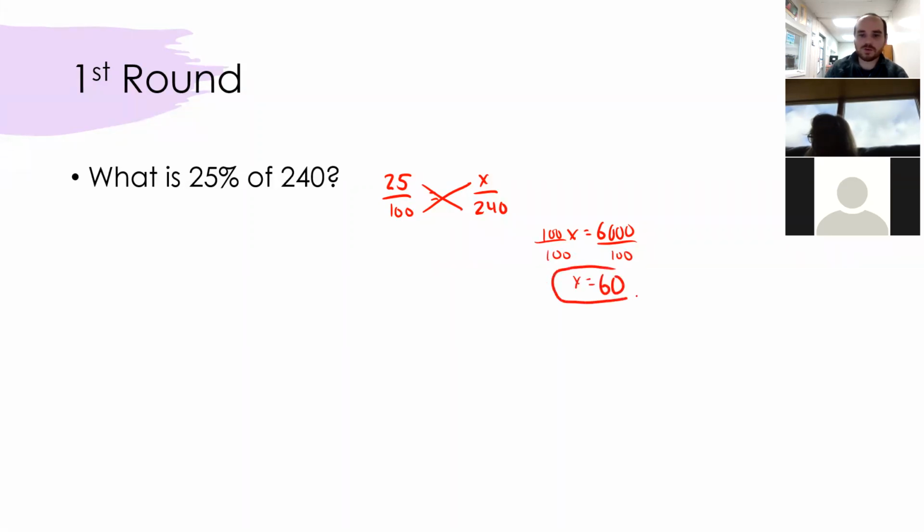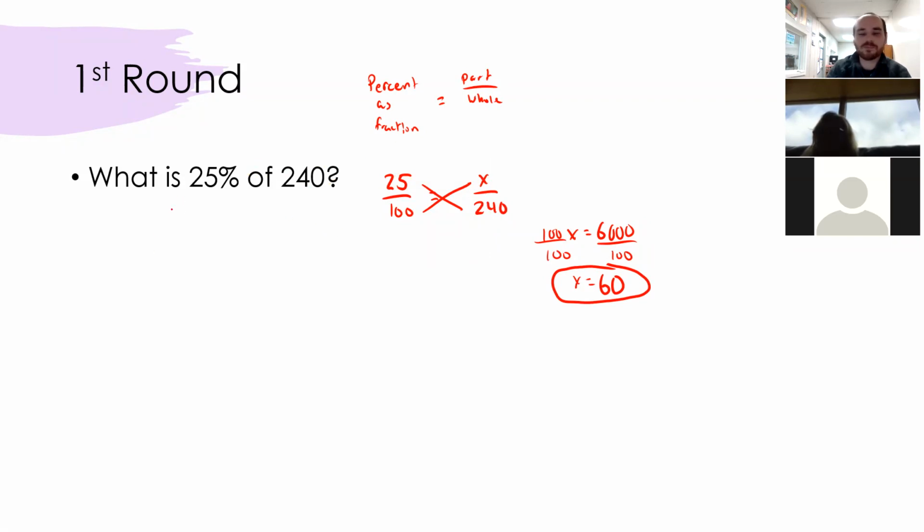So this is the long form way to do it. Again, make sure you're setting up your percent as a fraction on the left side. And then your other one equals your part over your whole. And since we know that 240 is the whole number, we're looking for the part. That's going to be our x in this case. This would be the long way to solve this one.